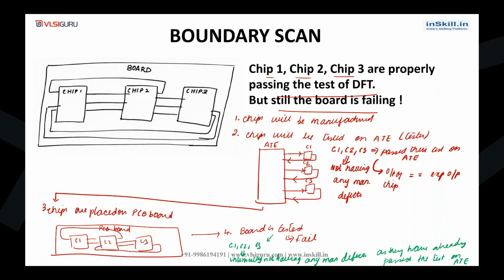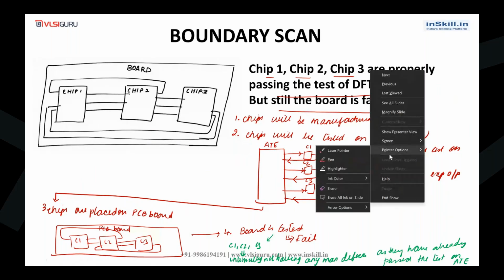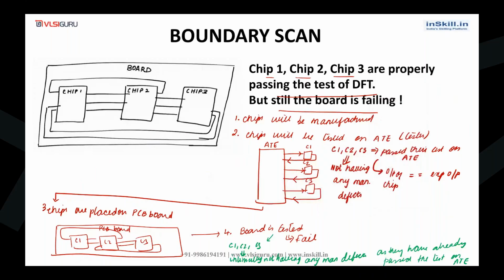But why is the board failing now? This can be due to manufacturing defects in the interconnection between the chips. So why is the board failing now?